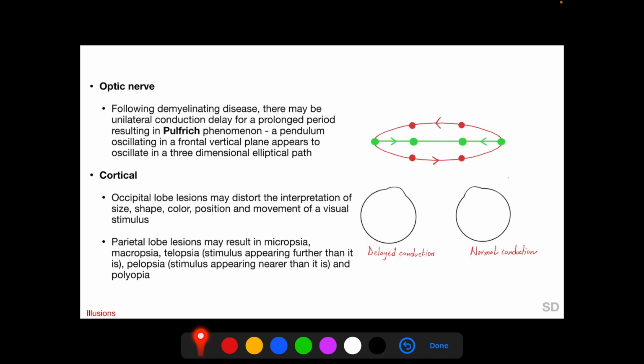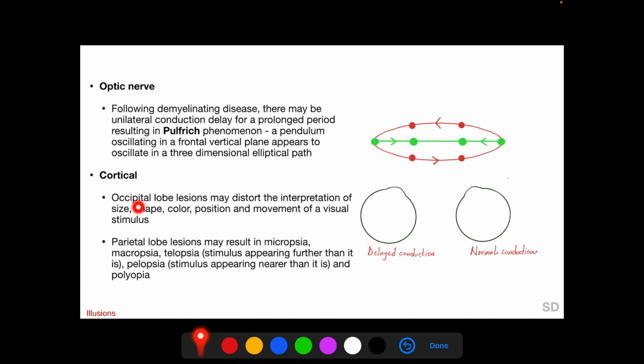Following demyelinating diseases such as optic neuritis, there may be a unilateral conduction delay for a prolonged period of time, and this unilateral conduction delay results in the Pulfrich phenomenon. In the Pulfrich phenomenon, a pendulum oscillating in a frontal vertical plane appears to oscillate in a three-dimensional elliptical path. So if there is a delayed conduction in this eye and normal conduction in the optic nerve of this eye, the pendulum appears to rotate in an elliptical path in this direction.